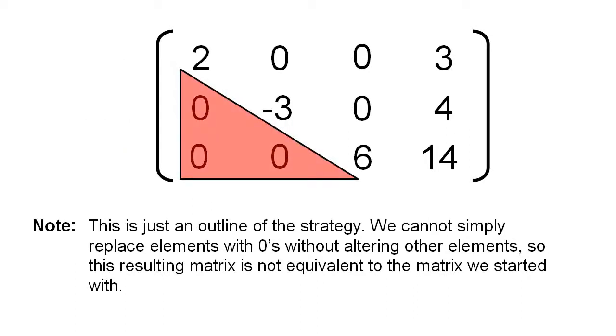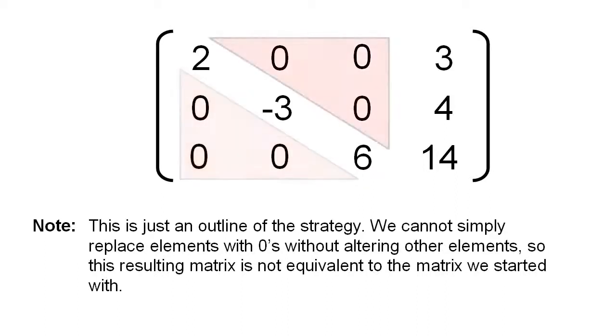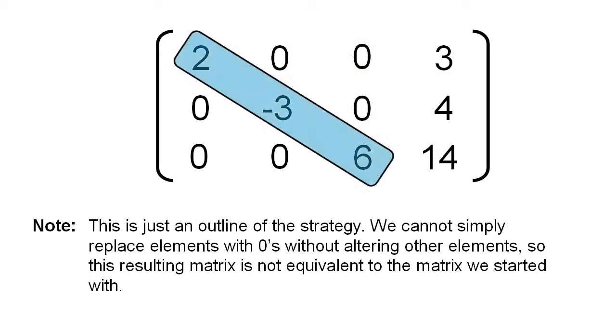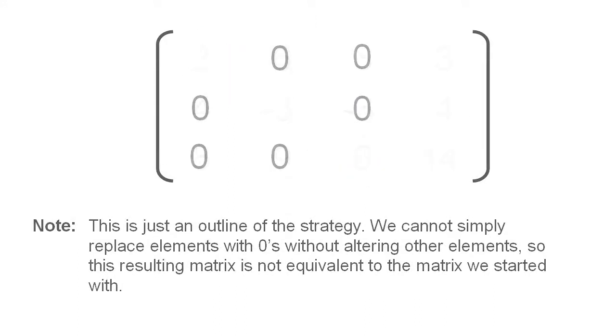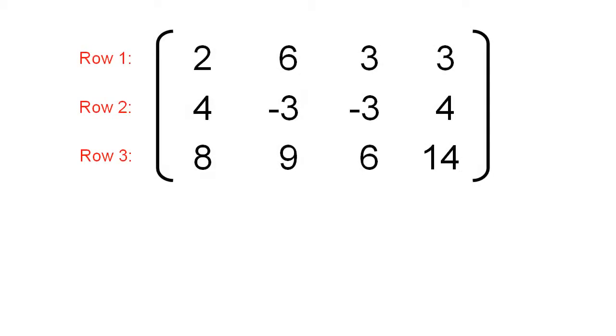Now notice that when we've done this, we get a lower triangle of zeros and an upper triangle of zeros and a diagonal of non-zero numbers. Okay, so let's go back to our given matrix and do those operations.